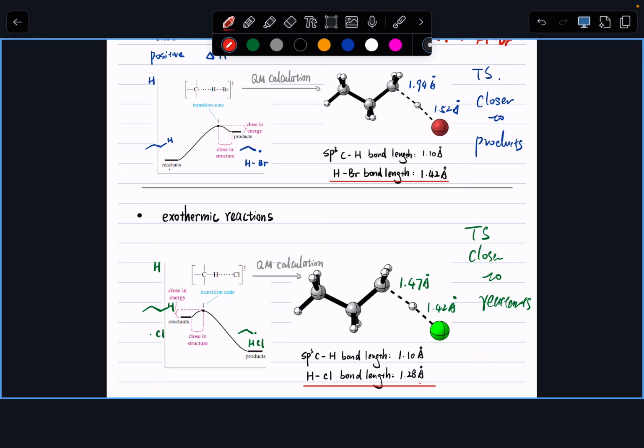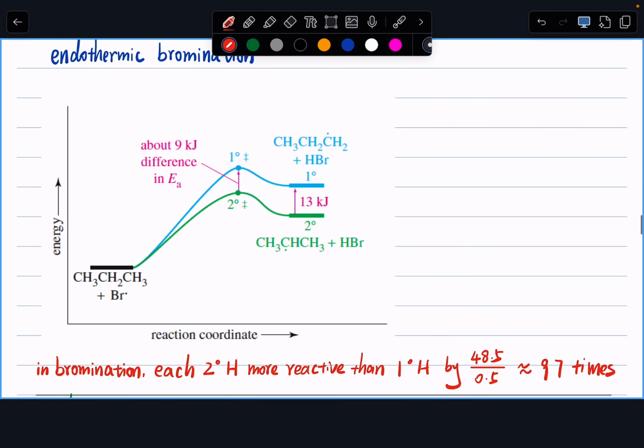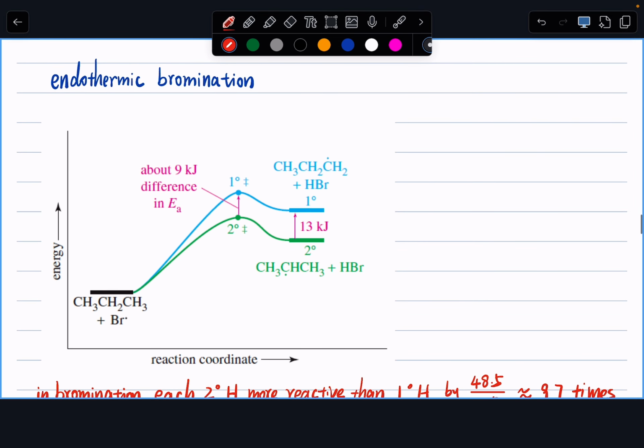All right. Now we have the Hammond postulate. Let's apply the Hammond postulate to explain the reactivity and selectivity differences in bromination versus chlorination. Remember, experimentally, we observed that bromination is way more selective compared to chlorination. And that's related to the shape of my potential energy surface and the transition state structure.